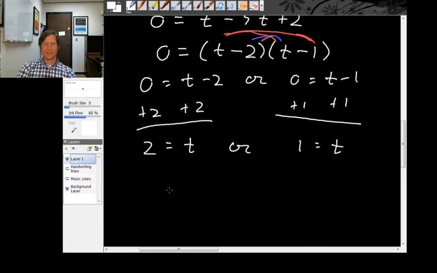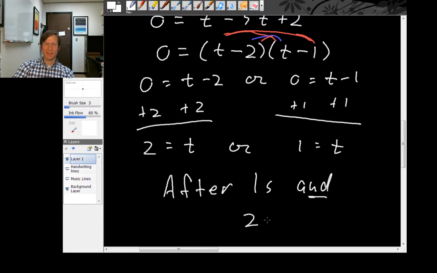Okay, so when does the t-shirt reach a height of 40 feet? After 1 second and 2 seconds. So I guess that means once on the way up and once back on the way down.